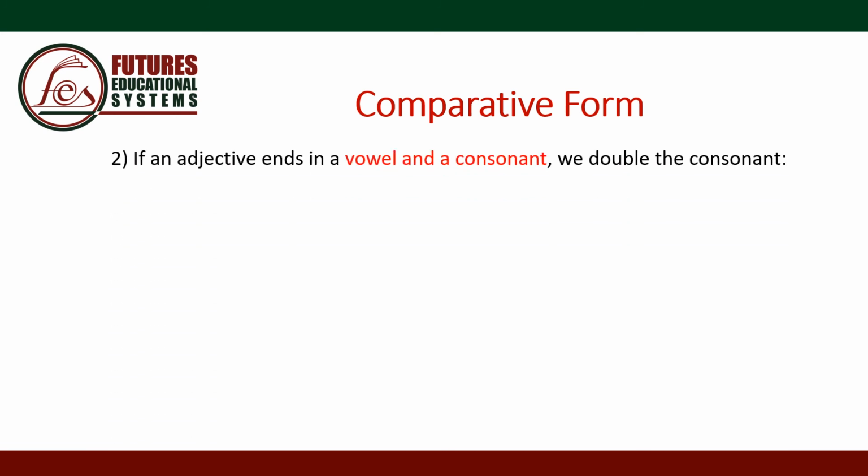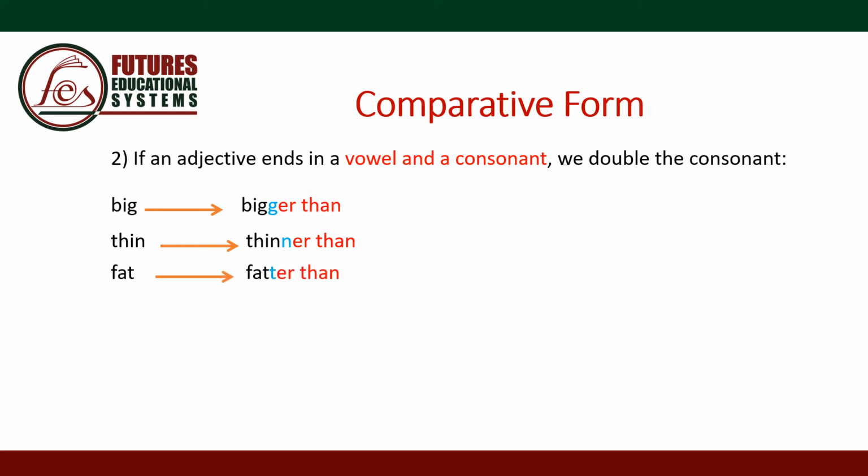If an adjective ends in a vowel plus a consonant, we double the last consonant. For example, big, bigger. Why did we double the G? Because there is one vowel before the last consonant. There is an I before the G, so we double the G before we add the ER. Thin, thinner. Why did we double the N? Because there is one vowel, which is the I, before the last consonant, which is the N. So we double the N. Fat, fatter. Again, we double the T because there is one vowel, which is A, before the T.